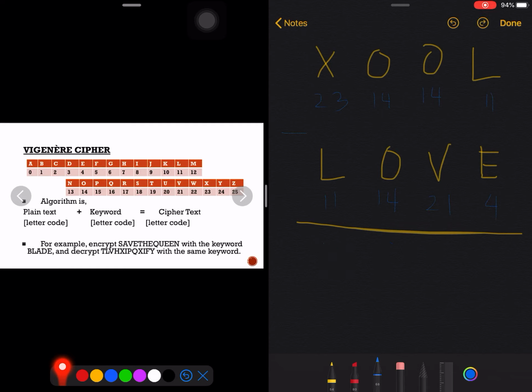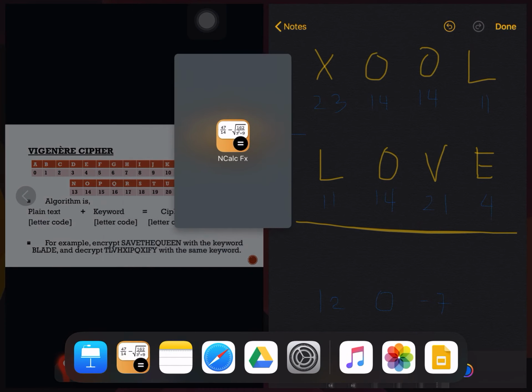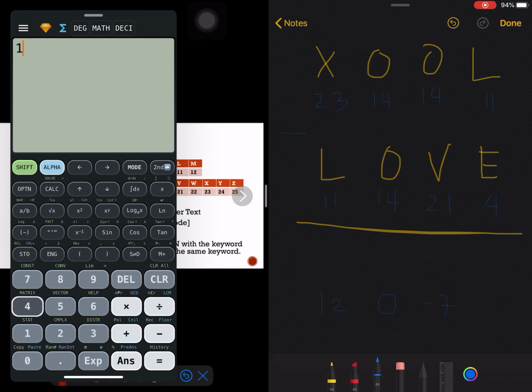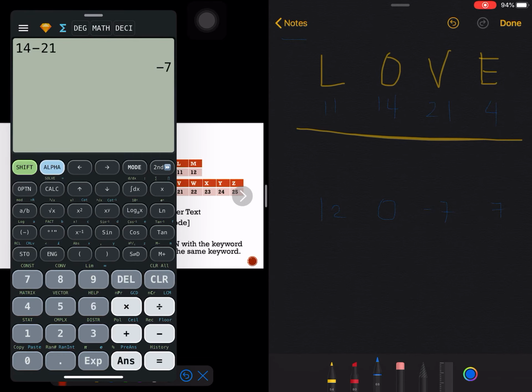Let's have some space here. That's 12, 0. This is negative 7, right? All right. For the benefit of others, let's cater to them. So this was the one I was referring to. 14 minus 21. That's a negative 7 there. Next would be 11 minus 4. That is a positive 7. As we noted earlier, before we get the letters back, we have to check if the numbers here are positive and are less than 26.